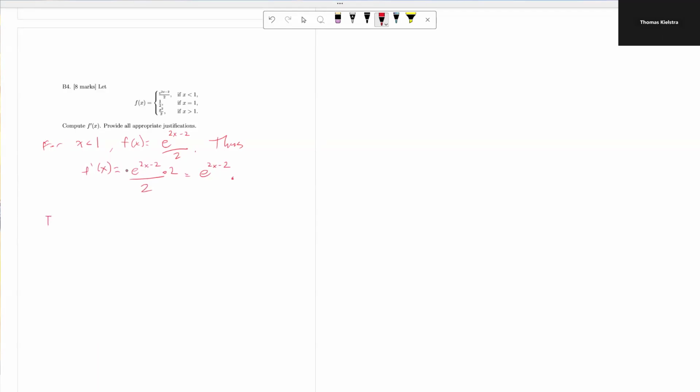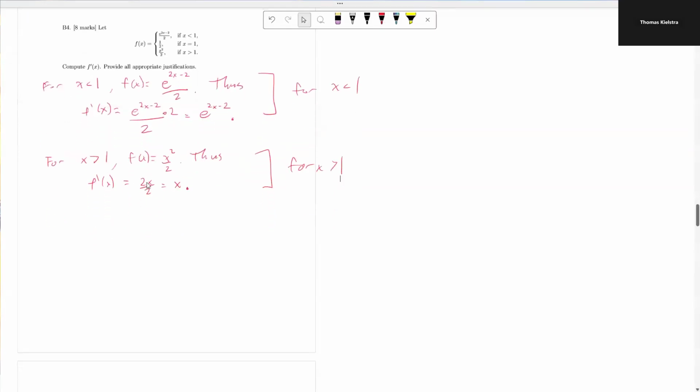Okay. For x greater than 1, f of x equals x squared over 2. Thus, f prime of x equals 2x over 2, which equals x. Okay. So this here is for x less than 1, and this here is for x greater than 1. For x equaling 1, we have a different story.